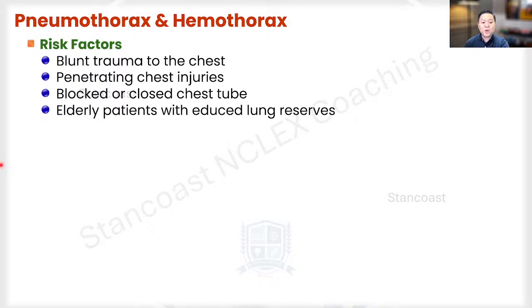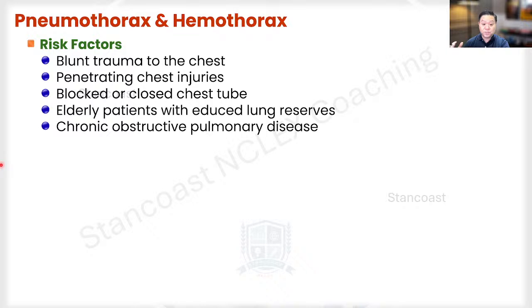And then we also have COPD itself. So please pay attention here, because COPD can also do that. In itself, it can damage the lungs, and it can lead to the formation of blebs, like small air-filled sacs that can actually rupture, and they will allow the entrance of air into the pleural space, and it will cause the pneumothorax as well.